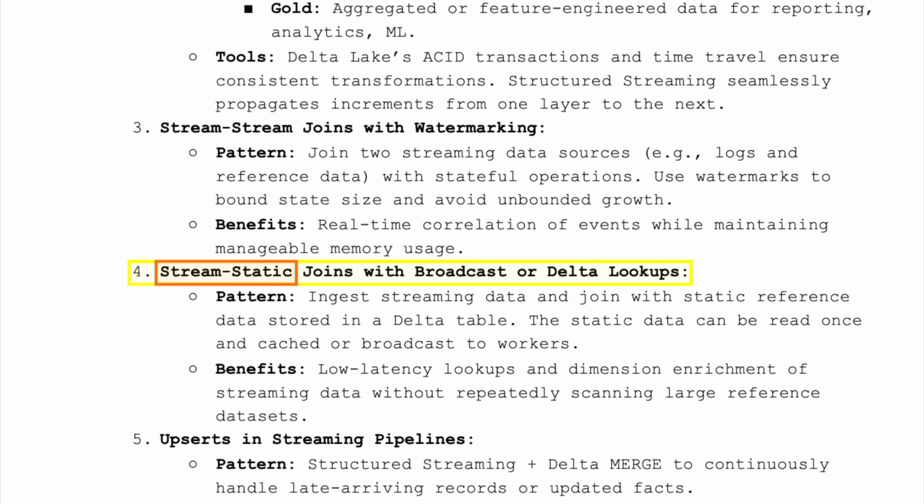4. Stream-static joins with broadcast or Delta lookups. Pattern: ingest streaming data and join with static reference data stored in a Delta table. The static data can be read once and cached or broadcast to workers. Benefits: low latency lookups and dimension enrichment of streaming data without repeatedly scanning large reference datasets.